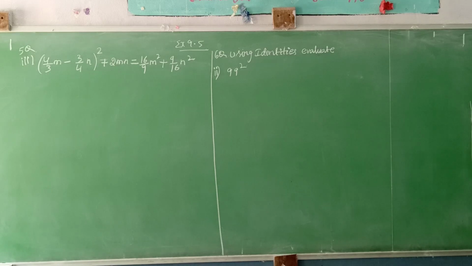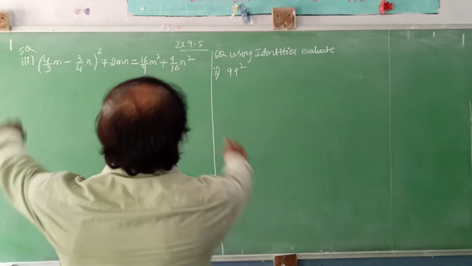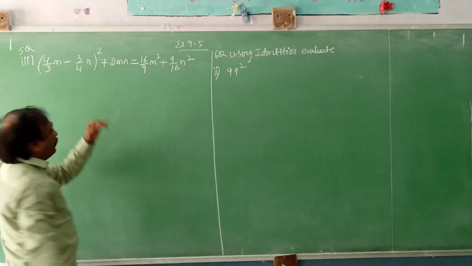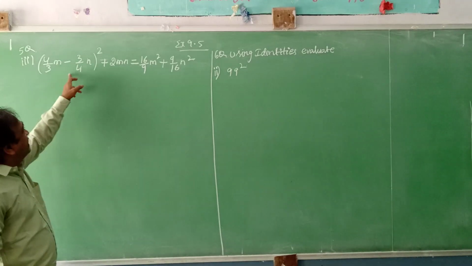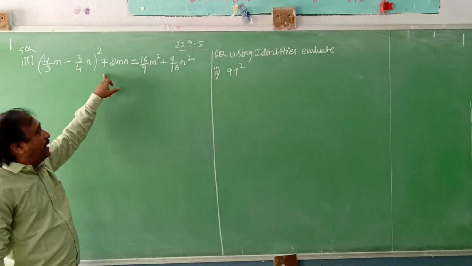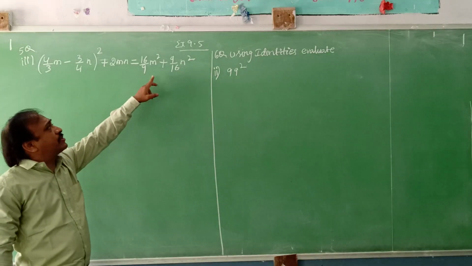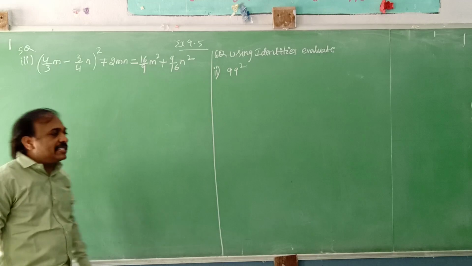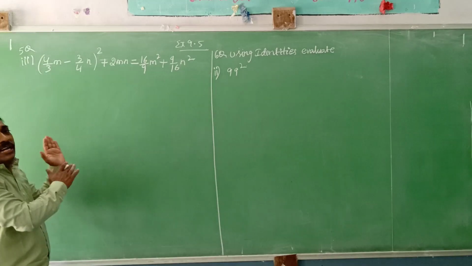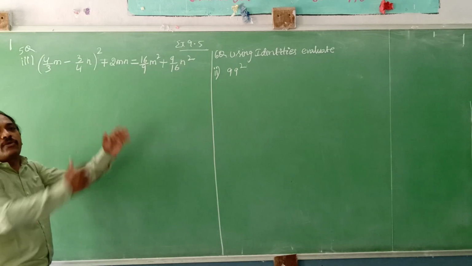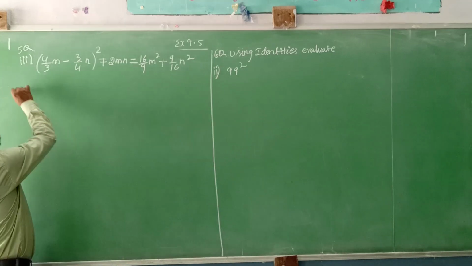Now we see one more question in the same exercise, that is the fifth question. 4 by 3m minus 3 by 4n whole square plus 2mn is equal to 16 by 9m square plus 9 by 16n square. Here also you have to prove that the LHS part, left hand side, is equal to the right hand side.